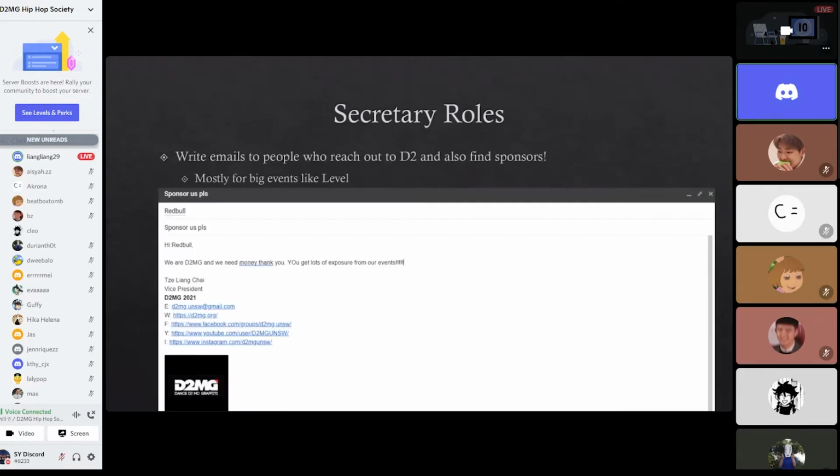And on top of that, the other part of the secretary role is writing emails to people who reach out to D2, and also your role as a secretary is to find sponsors for our big events like levels. So that's why it's important as a secretary to always be checking your email and to always be on top of all the Google Drive stuff, like your minutes, because that is what you will be looking at for the most part.